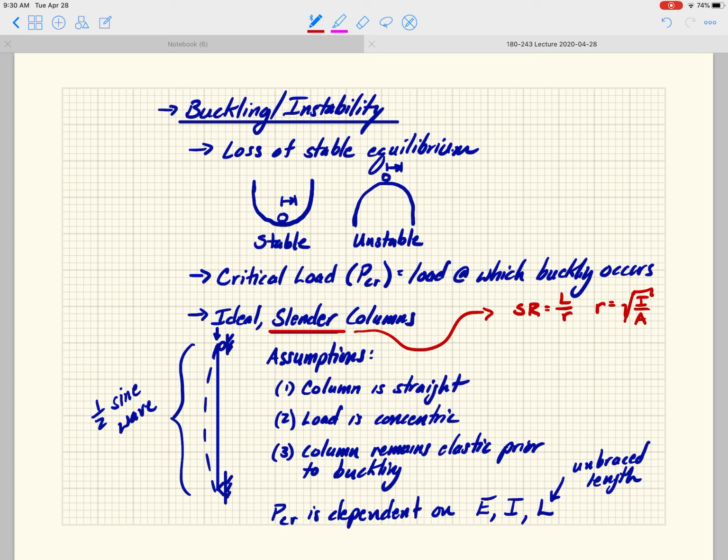So it's a very nice way of characterizing the specific cross section, right? And then for steel, I'll do a couple here: steel, and then I have aluminum, and then we've got wood, right?